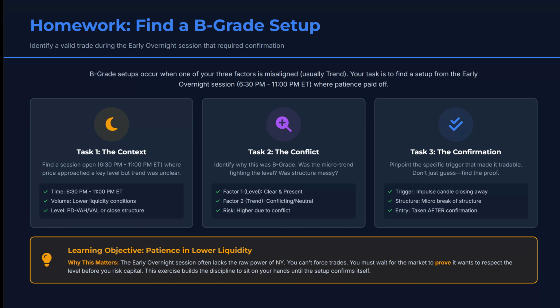First criterion, prior day or prior week level interaction. Your setup should occur at a major level, prior day value area low, prior day value area high, or prior day point of control. These levels carry memory from the previous session and remain relevant even during overnight trading. Second criterion, volume node visible at the level. Check your volume profile. Even though overall volume is lower during overnight hours, you should still see a volume node forming at your entry level. This confirms that participants are finding value at that specific price.